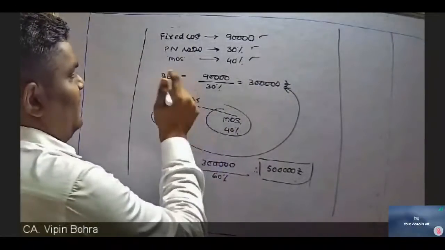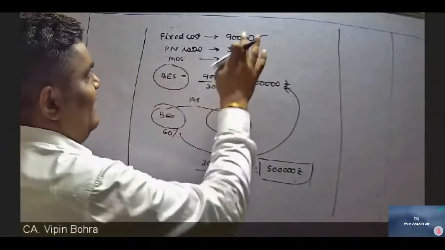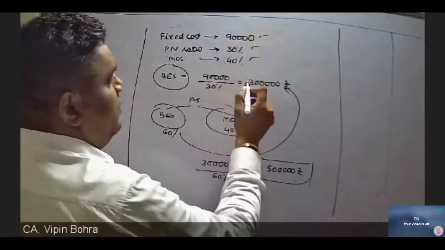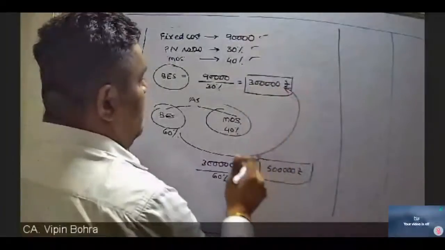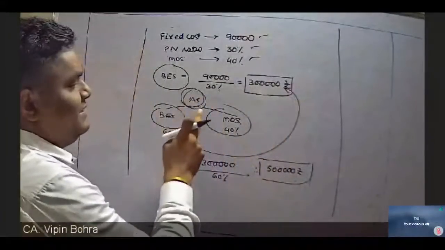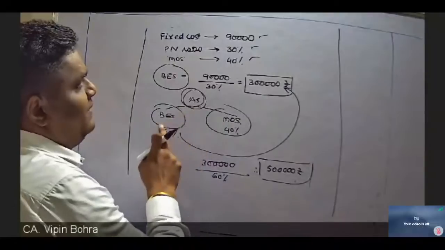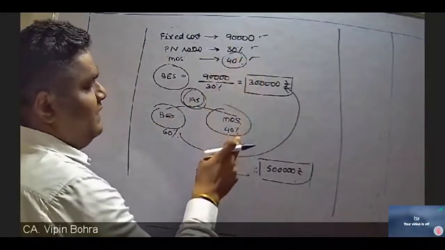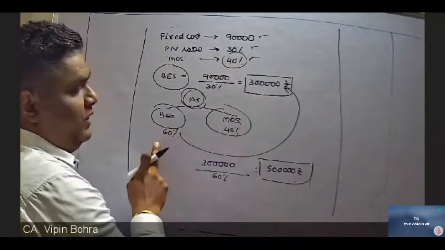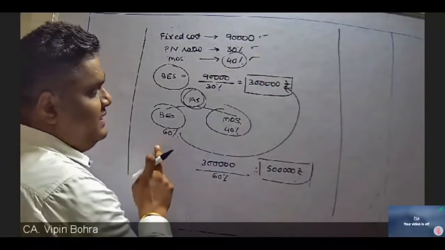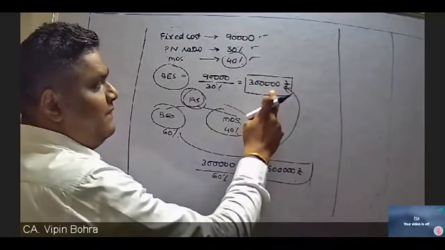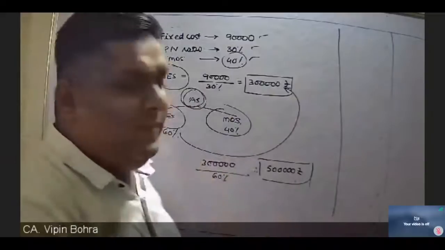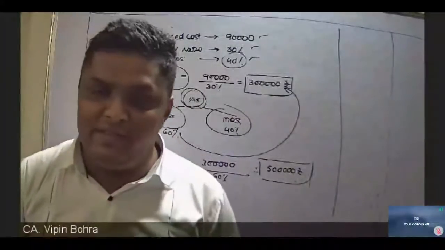So now first calculate break-even sales, that is 90,000 divided by 30%, that is fixed cost divided by PV ratio. That is 3 lakh rupees. Now, as discussed, actual sales can be divided in two parts: break-even sales and margin of safety sales. Here, margin of safety sales is given as 40%. Therefore, the break-even sales will be 60%. And we have got break-even sales as 3 lakh. So, 3 lakh is equal to 60%. So, how much will be 100%? 5 lakh will be the total sales.